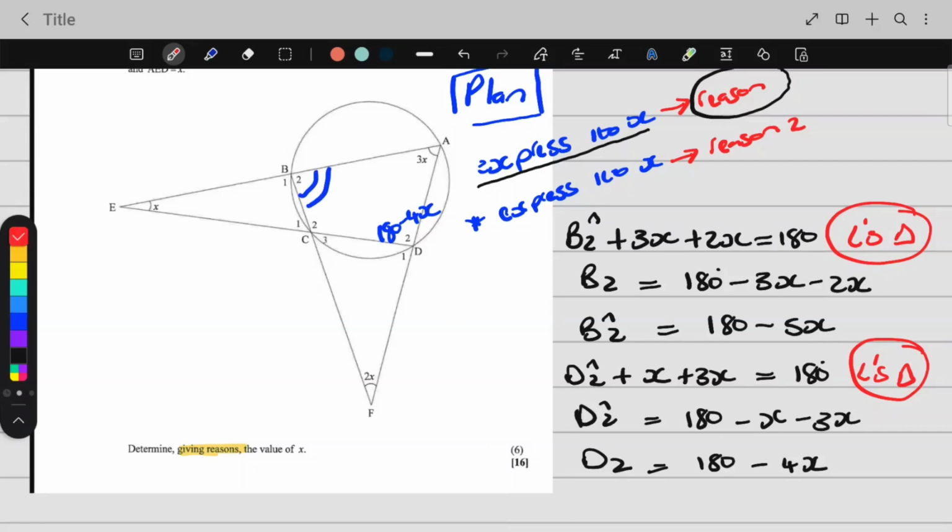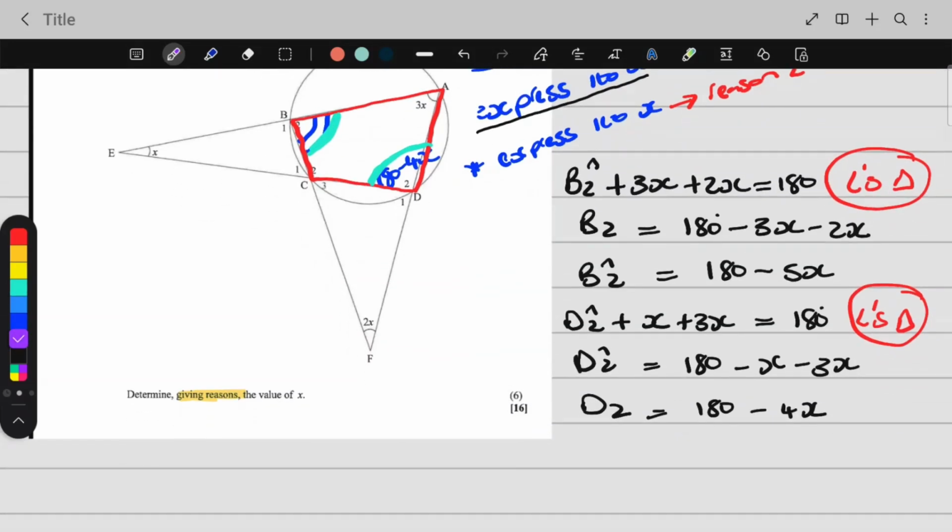So to get to B2, I'm now going to refer to the information that said ABCD is a cyclic quad. And what do we know about cyclic quads? They're opposite angles. So angle D2 and this whole B2, they must add up to 180. Let's write that down. I know that B2 plus D2 is equal to 180. Can you see here's the different reasons? Opposite angles of a cyclic quad. There's my other reason.